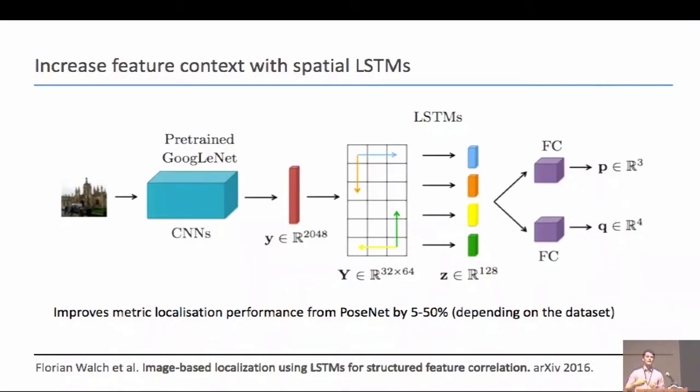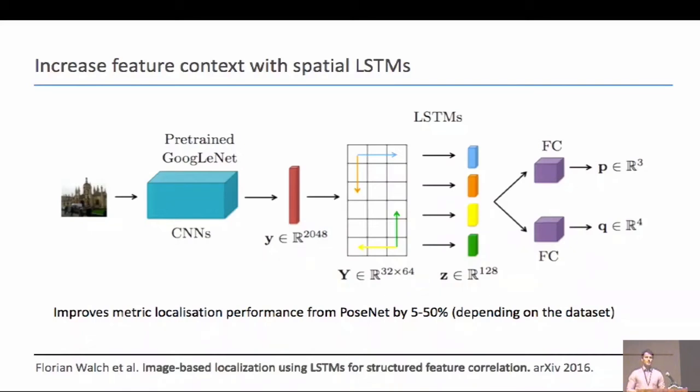have a recurrent layer that has an LSTM that trawls across the spatial dimensions of the feature. And so this is a way of spatially aggregating the feature and trying to have a better way of understanding the spatial relationship of the features in the image. And so one of the exciting things they can show is across some of these data sets that have been introduced, they improve the metric localization performance by about 5 to 50% across the data sets.